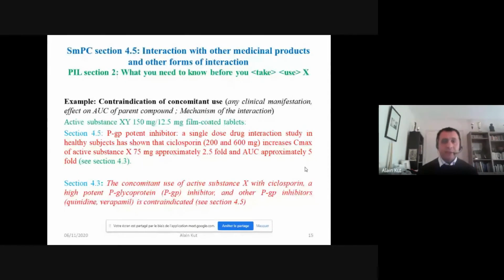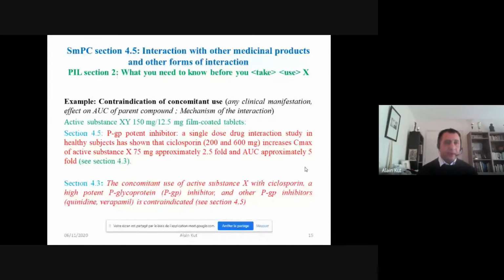Here we can mention an example affecting the AUC, the so-called area under the curve, when concomitantly administering the P-glycoprotein potent inhibitor cyclosporine with a dose of 200 to 600 milligrams, because that increases the Cmax of the active substance, approximately in this example 2.5-fold, and AUC approximately 5-fold.